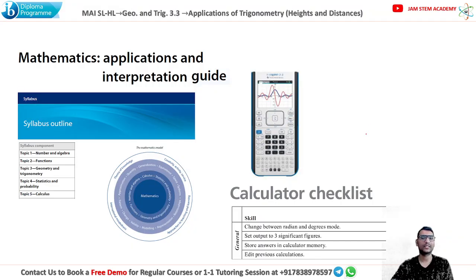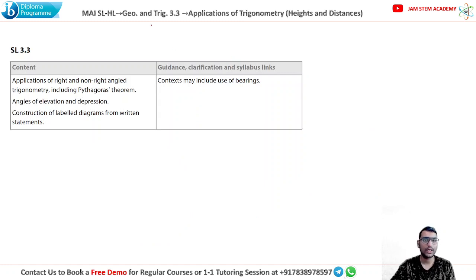Hey everyone, welcome to this IBDP MAI course, and today we are going to cover topic 3.3 in SL, which is applications of right and non-right angled triangles using the Pythagoras theorem, and angles of elevation and angles of depression, and constructing the labelled diagram for the given statement. Also, we will learn about the bearing angles. So we are going to cover all these topics in this session.